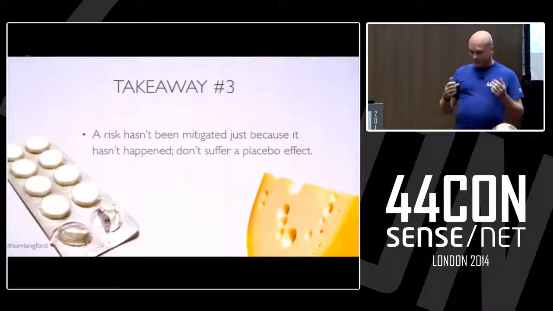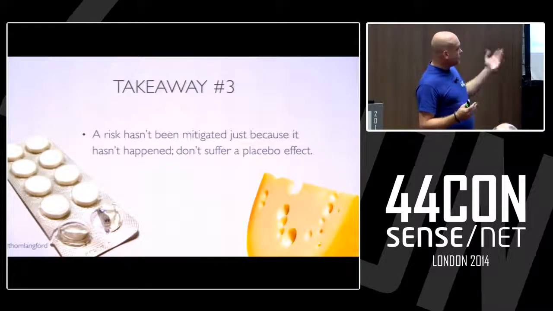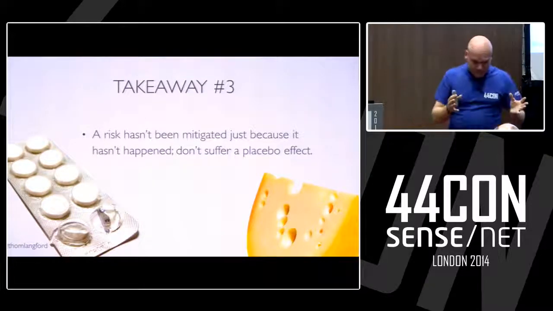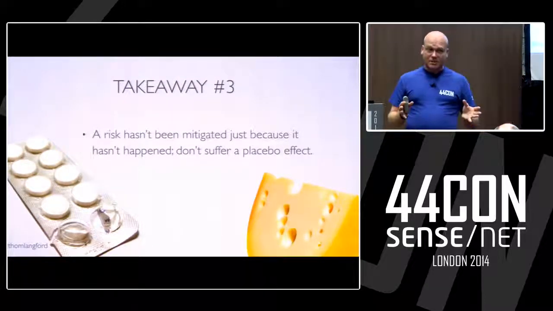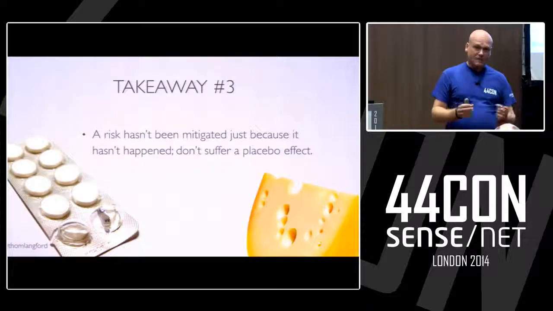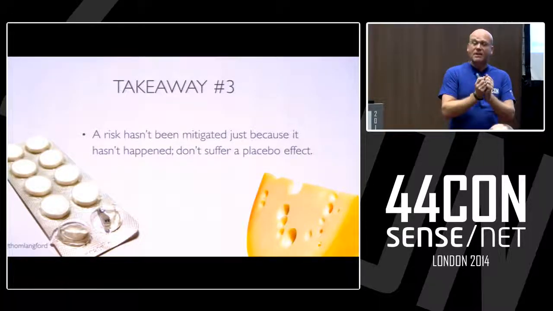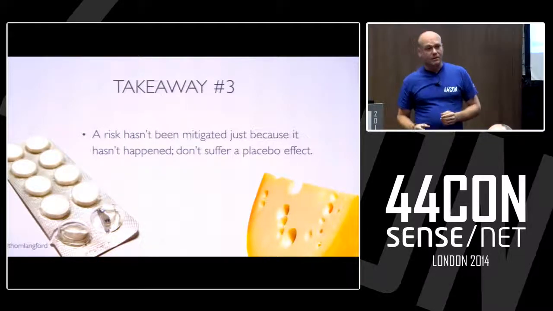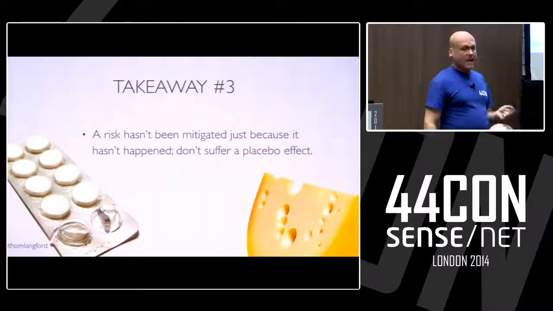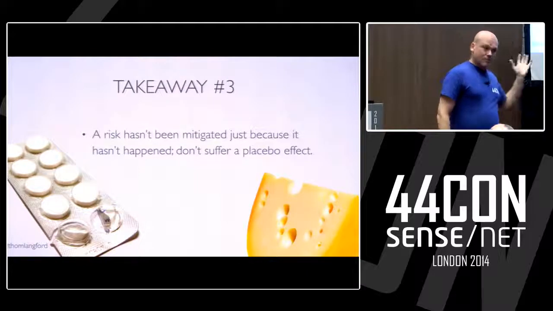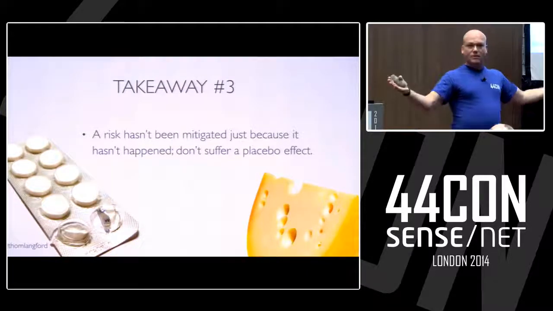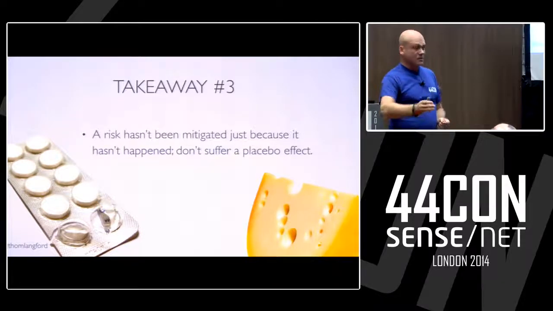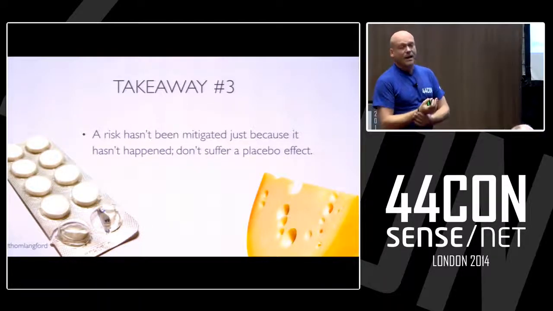And the final one is, just because a risk hasn't happened doesn't mean it's been mitigated. It just means that an incident hasn't happened. It doesn't mean it's gone away. Risks do not go away in that kind of sense. You need to understand whether or not you're suffering from the placebo effect of everything's okay, we're fine, or actually you're just lucky and something's going to come and hit you tomorrow, and how are you going to deal with that?